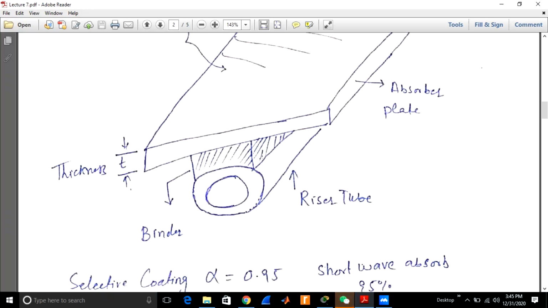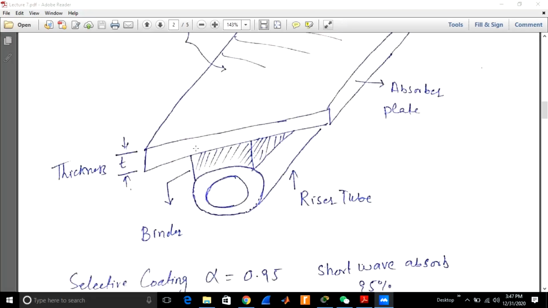And what is the function of the binder? It is used to bind the riser tube and the absorber, but the conductivity will be high. What is meant by conductivity will be high? When they absorb the energy, the total energy will flow from the absorber plate to the tube. When the fluid is flowing in the tube, the energy will be transferred to the fluid.